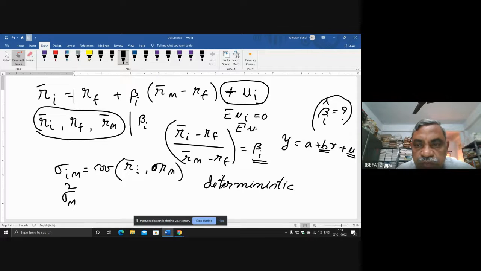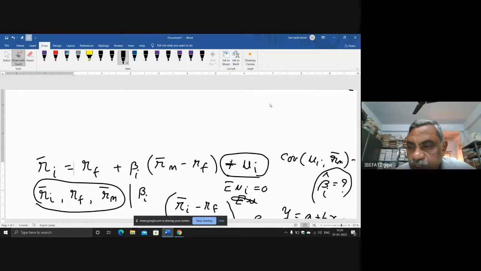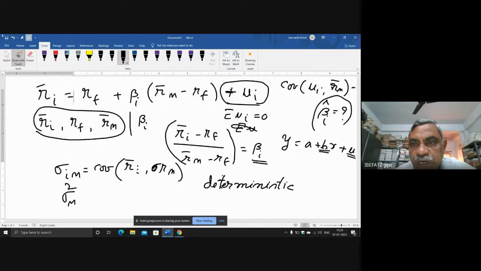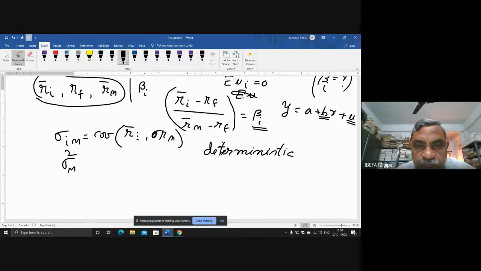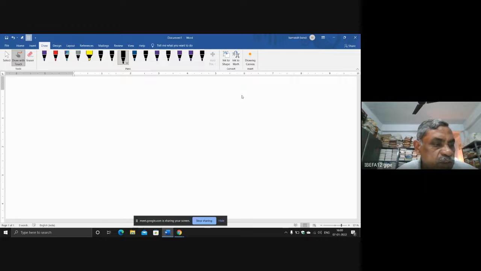Expectation of ui, that is covariance, you write as covariance between ui and r bar m should be 0. These two are not expected to be correlated. This and this, they should not be correlated. They should have mean 0 and of course constant variance, etc.